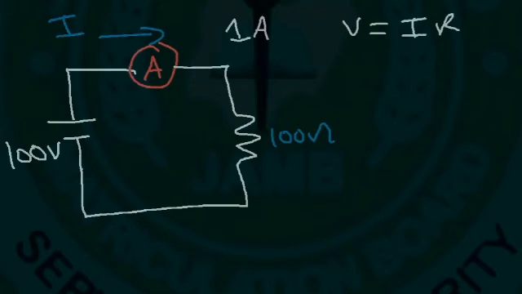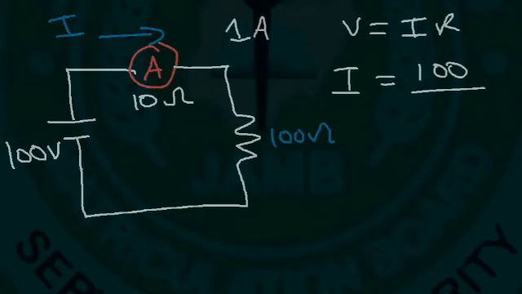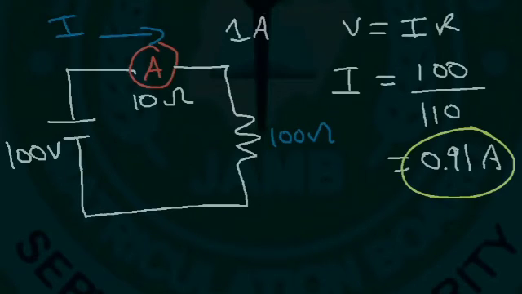Now let's say the ammeter has an internal resistance of 10 ohms. How would that affect the accuracy of the current measured? If the ammeter has a resistance of 10, the total resistance is now 110. So the current is going to be the voltage of 100 divided by the total resistance of 110. And so we won't get an accurate measurement. 100 divided by 110 is equal to about 0.91. So the current measured will be less than the actual current.